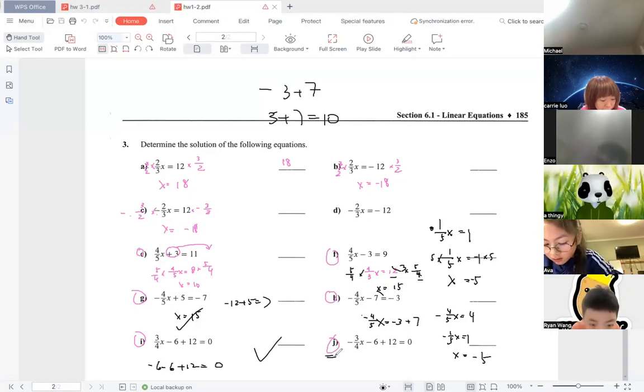So you plus 6 and then minus 12, so it's negative 6. So negative 3 over 4x equals negative 6, right? Yeah. And then can we just multiply by negative 1 for both the left side and the right side to make this negative disappear?